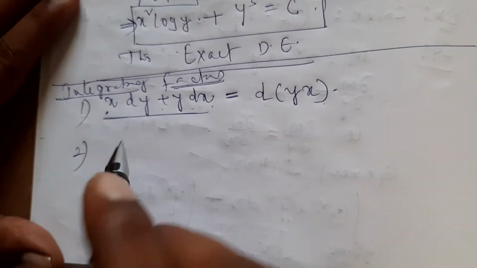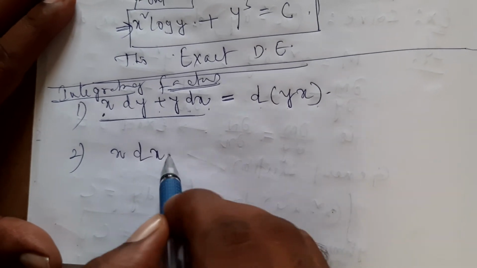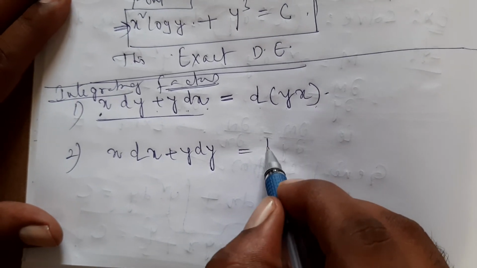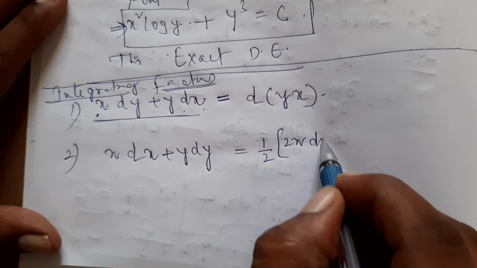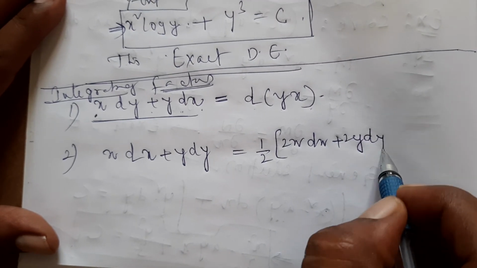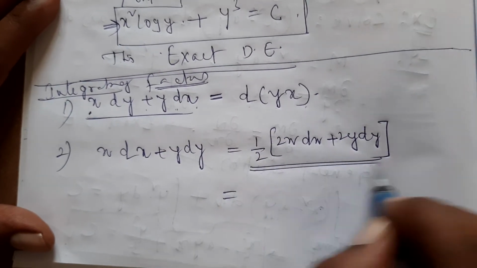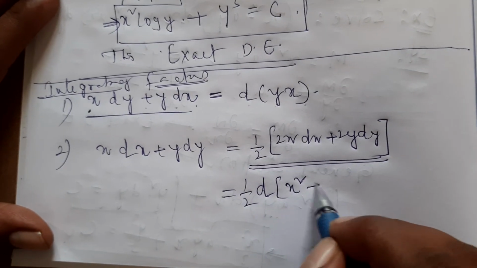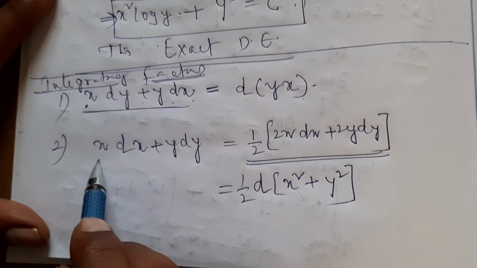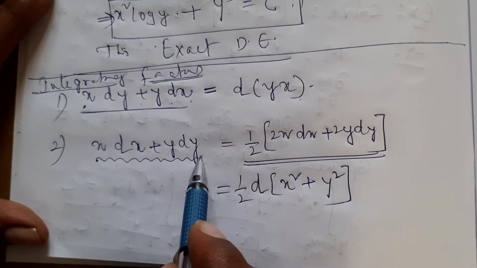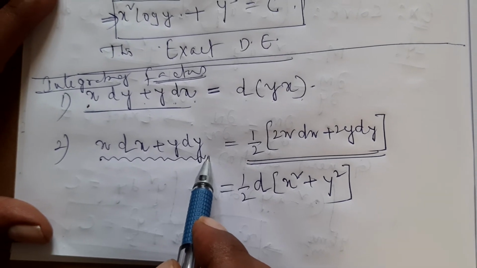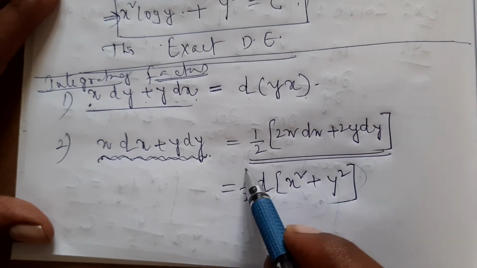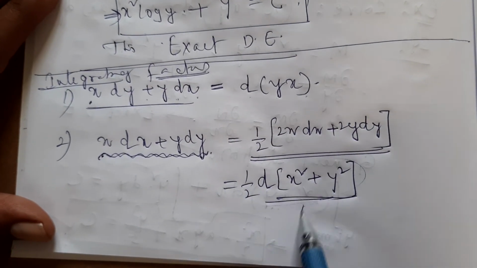Next, for example, if you observe x dx plus y dy, this I can write as 1 by 2 into (2x dx plus 2y dy). Then how can I write this whole value? 1 by 2 into the derivative of x square plus y square. So whenever you observe x dx plus y dy while solving any differential equation, immediately replace it with this one. If you simplify this value, again you will get the same thing.